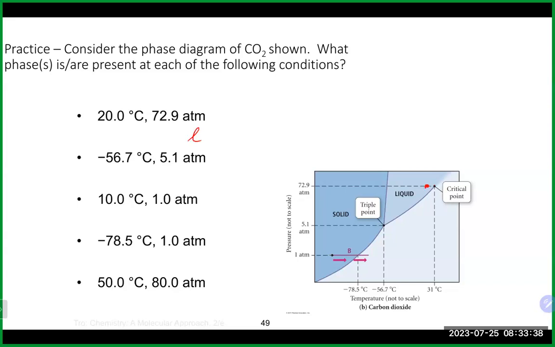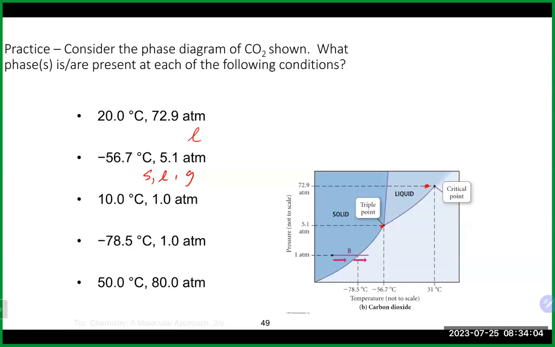At minus 56.7, we actually do have a line there, and 5.1 atmospheres. That's going to put us right there, and that means that is the triple point. So we actually should have all 3 phases happening at once here. That's going to mean solid, liquid, and gas occurring. Questions on that one there?